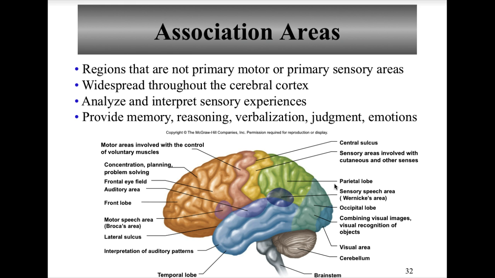Association areas of the cerebral cortex. Generally, these include areas that are not directly involved in motor or sensory function. They are involved in many traits, are usually interconnected, and involve all four lobes of the brain. Association traits include analyzing and interpreting sensory experiences, and they also help provide memory, reasoning, verbalizing, judgment, and emotions.